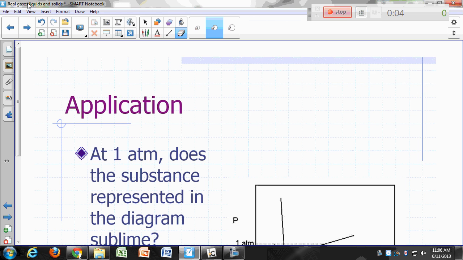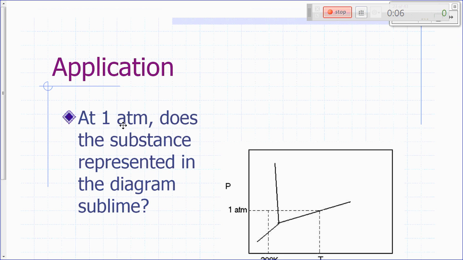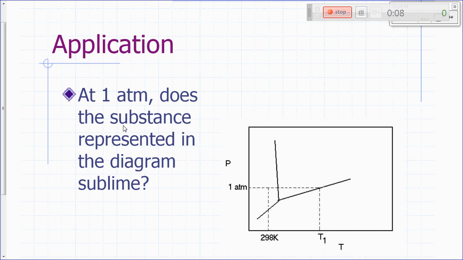At 1 atmosphere pressure, does the substance represented in the diagram here sublime or not? What is sublimation? Changing directly from solid to a gas without melting into a liquid first. A, yes. B, no.